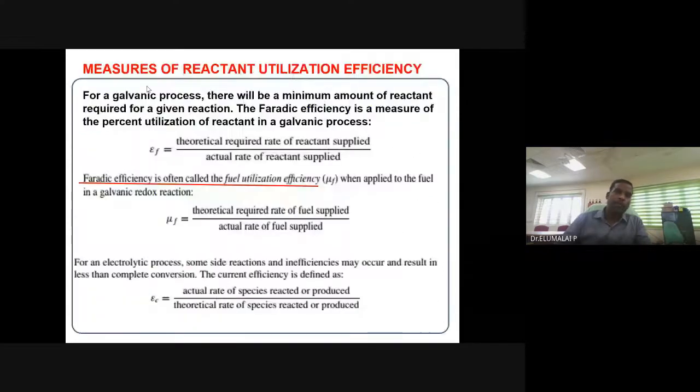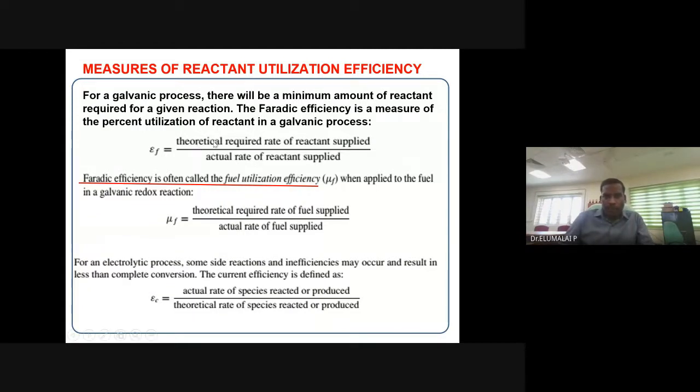So you quantify that. How do you quantify that? In the name of reactant utilization efficiency, or efficiency of reactant utilization. And you can indirectly quantify it using a Faraday efficiency. How? It's a ratio between the theoretically required rate of reactant supplied to the actual rate of reactant supplied. So it might be confusing.